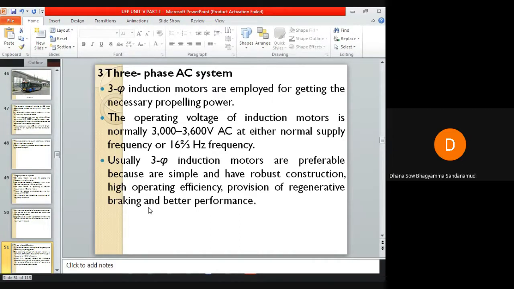So three-phase induction motors are preferable because they are simple and robust in construction. They have high operating efficiency, and regenerative braking is possible without placing any additional equipment. And they have better operation and better performance at both normal and reduced frequencies.